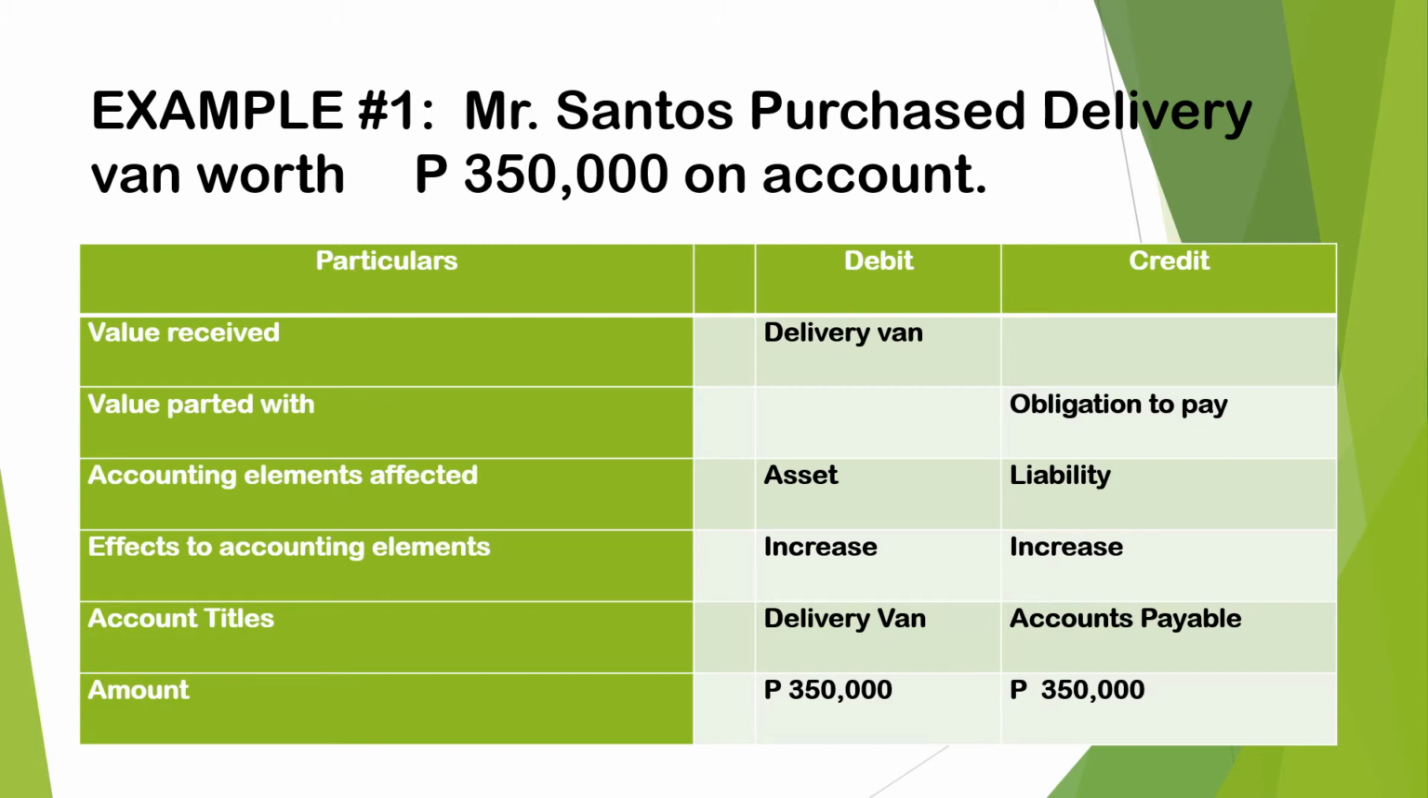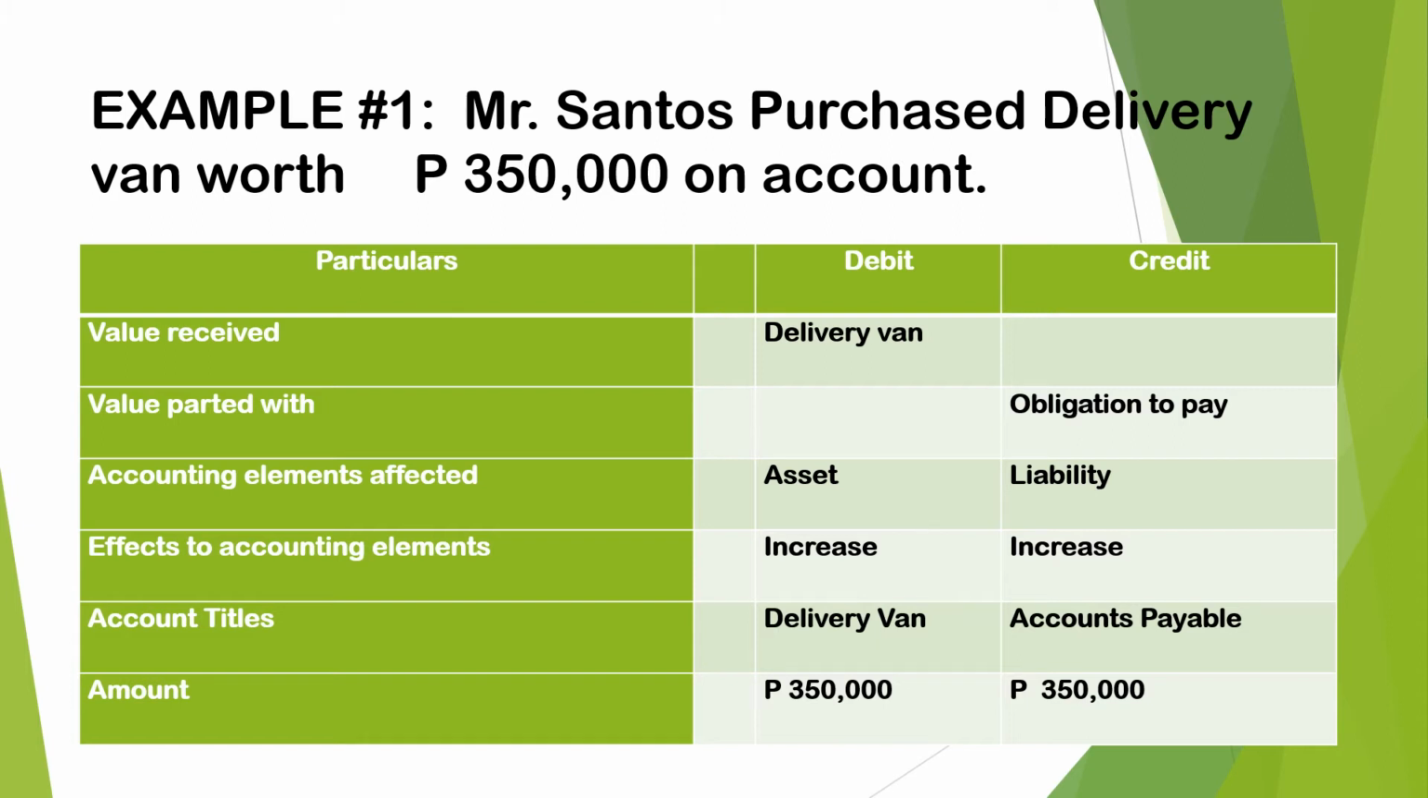So, from the transaction, alin po ba ang naapektuhan? So, dahil bumili ka ng delivery van, anong nangyari? Or saan ito pumasok? So, sa asset natin. At syempre, on account, nagkaroon tayo ng liability. So, anong effects naman sa accounting elements natin? Pag sinabing accounting elements, yun yung asset, liabilities, owner's equity, expenses, and revenues. Anong nangyari dun sa asset natin nang bumili tayo ng delivery van? So, there is an increase. Then, nagkaroon tayo ng utang, so there is also an increase.